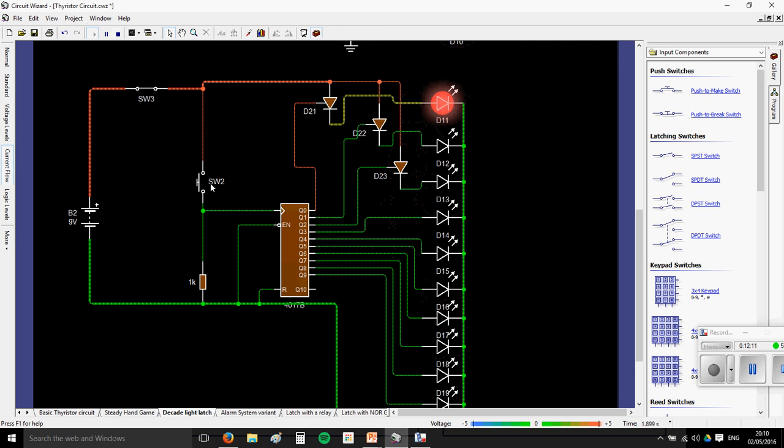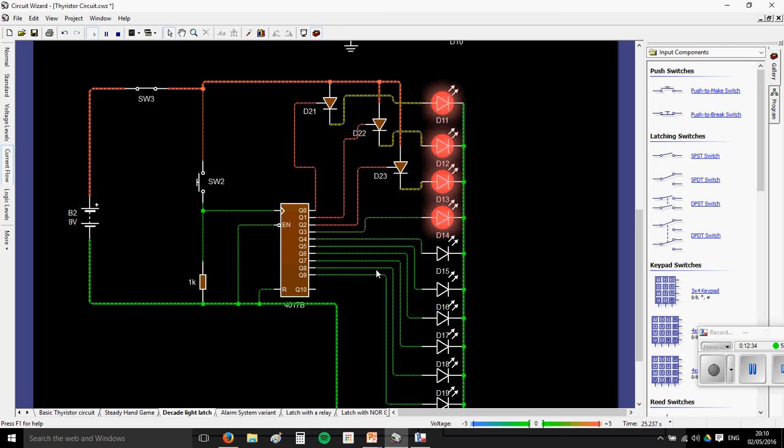So what I've done here, each output of the decade counter I've connected to the gate of a thyristor and then connected the LED to that thyristor. So if I press the button now and trigger the next output, the previous one stays switched on because the thyristor was latched. If I press it again, the next one comes on.